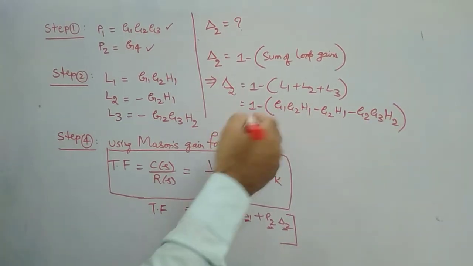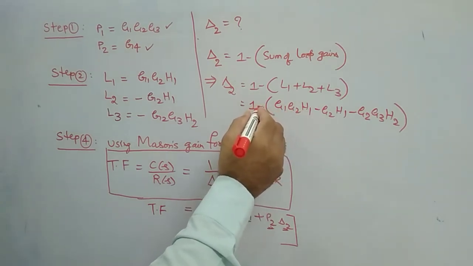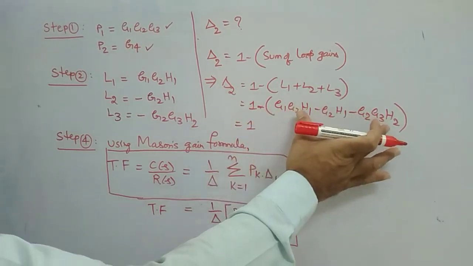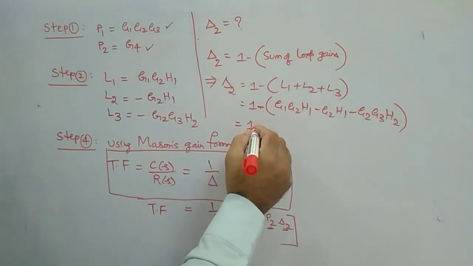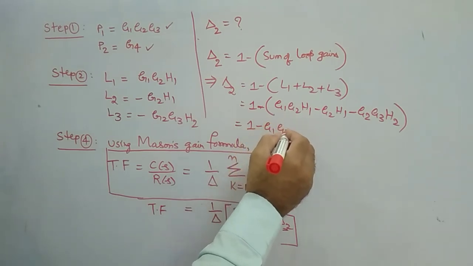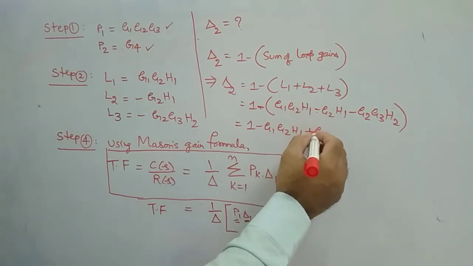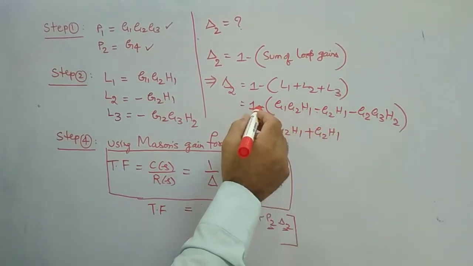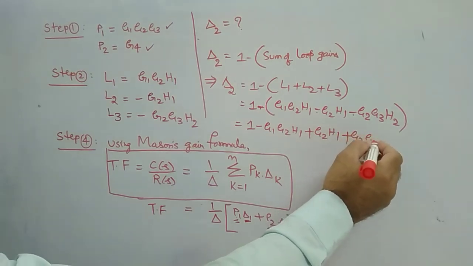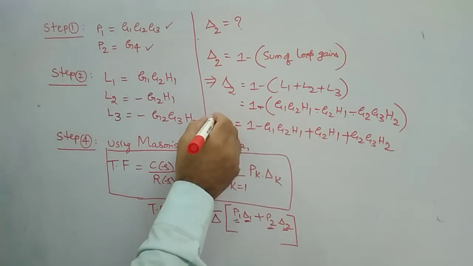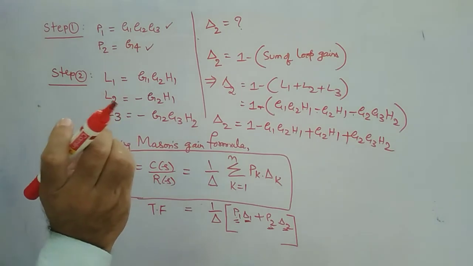If you finally simplify this, multiply the minus with the inner parameters: 1 minus G1, G2, H1; minus into minus gives plus G2, H1; again minus into minus gives plus G2, G3, H2. This is your delta 2 value. Understood? How to find delta 2?